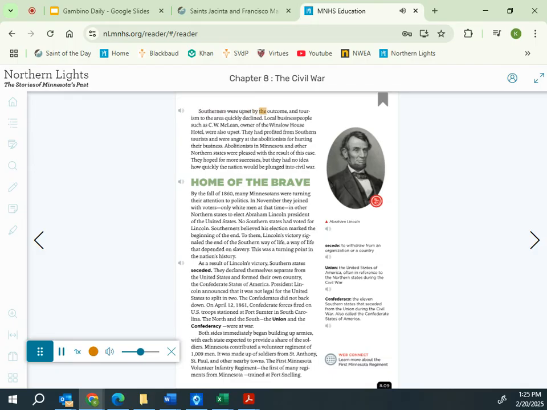Southerners were upset by the outcome, and tourism to the area quickly declined. Local business people such as C.W. McLean, owner of the Winslow House Hotel, were also upset. They had profited from Southern tourists and were angry at the abolitionists for hurting their business. Abolitionists in Minnesota and other northern states were pleased with the result of this case. They hoped for more successes, but they had no idea how quickly the nation would be plunged into civil war.